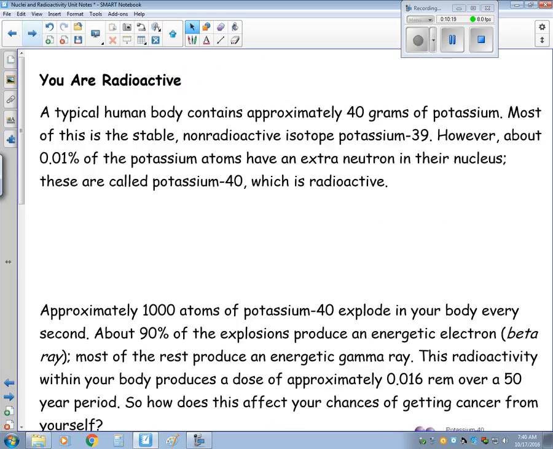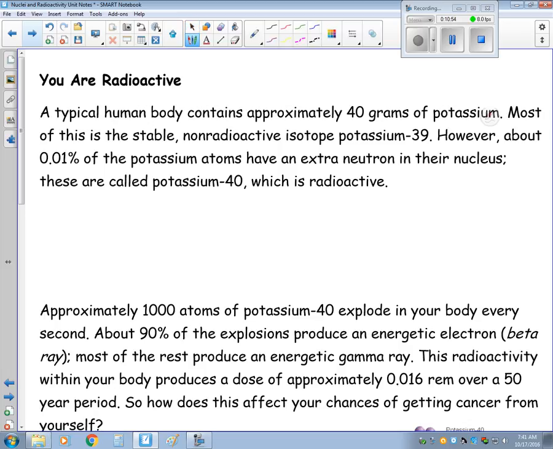All right, you, yes, you are radioactive. So a typical human body contains about 40 grams of potassium. Most of this obviously is the stable, non-radioactive isotope potassium-39. So most of the 40 grams in your body is potassium-39. But about 0.01% of all of that 40 grams of potassium has an extra neutron. So it's potassium-40. Potassium-40 is radioactive.